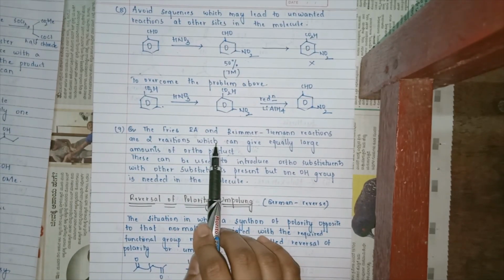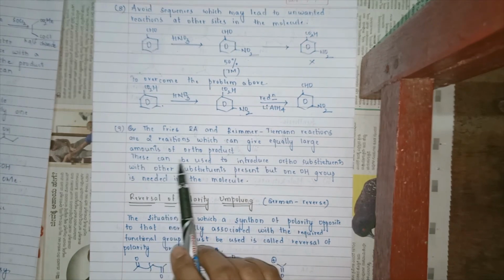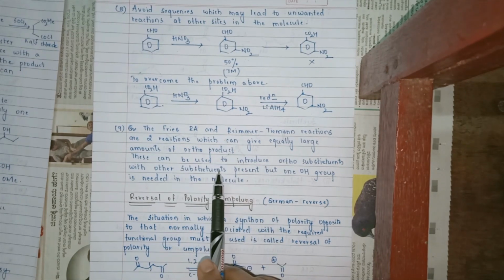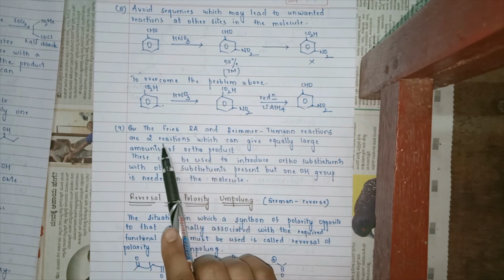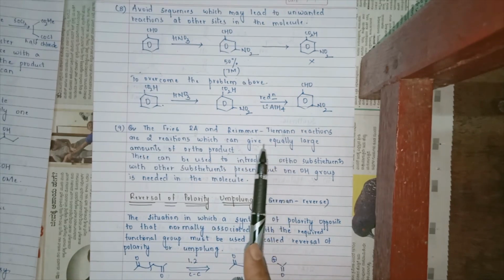Lastly, the Fries rearrangement and the Reimer-Tiemann reaction are the two reactions which can give a large amount of ortho products. So these can be used to introduce ortho substituents with other substituents present, but one OH group is needed in the molecule. So if we want to introduce anything in an ortho position, we will be choosing the Fries rearrangement and the Reimer-Tiemann reaction.